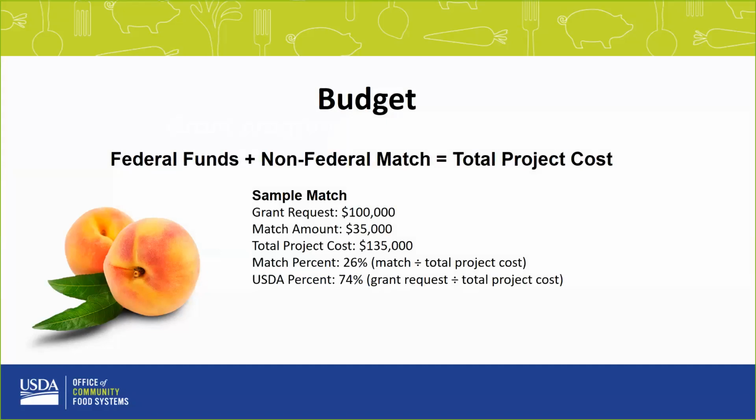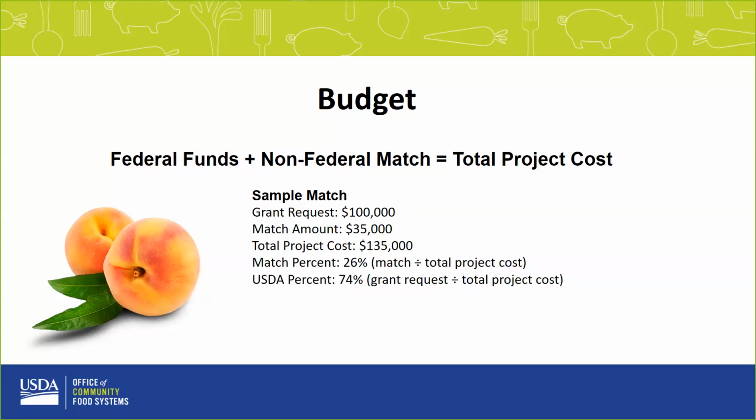Let's move on to talk a little bit about the budget. In addition to the project narrative and project work plan, all applicants are required to provide information about their budgets. The total grant project budget is comprised of the federal funds, also called the grant award, and a match that comes from non-federal sources. USDA will contribute no more than 75% of the total project cost. Therefore, the non-federal match must be at least 25% of that total project cost.